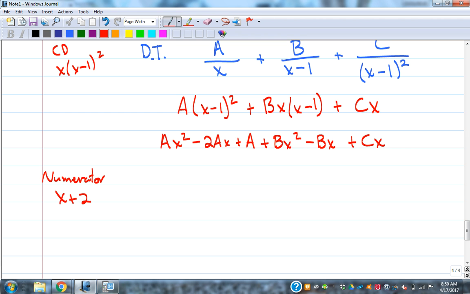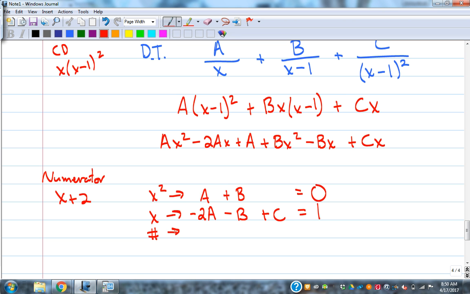All right, so the X squared equation, A plus B equals 0. The plain X equation, negative 2A minus B plus C equals 1. The numbers, A, and there are no other plain numbers. So A is equal to 2.